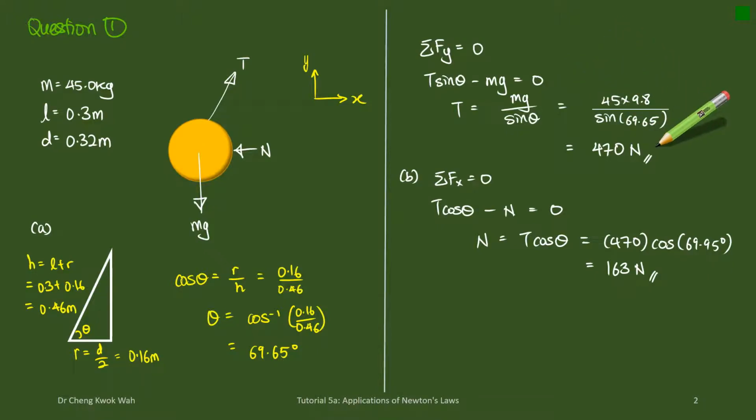To find the normal force, we sum up forces in the x direction. Again, it is equal to 0 because it's a statics problem. So T cosine theta minus N is 0. From here, we solve for N, giving us 163 newtons.